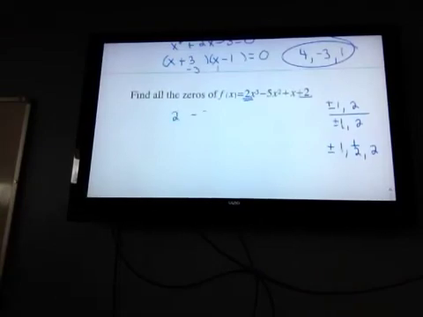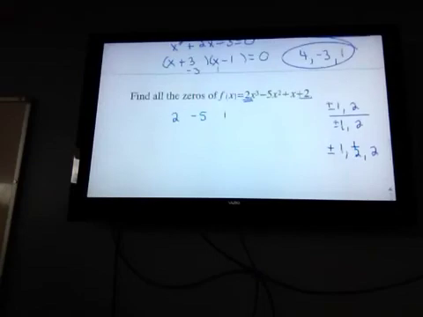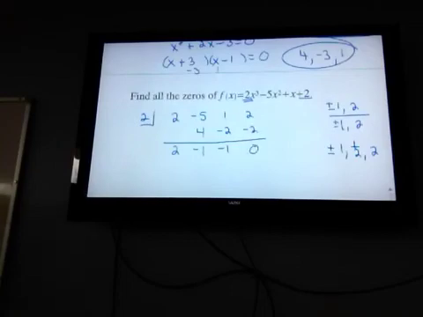Alright, so let's set it up. So that means I'm going to try either 1 or negative 1 or 2 or negative 2. I'm going to go with, I don't know, 2? Negative 2? Did you already do it? No, I don't know. 2 was the popular answer. We'll try that. So 2 comes down. We multiply. We add. We multiply. We add. We multiply. We add. So positive 2 worked. Got a remainder of 0.